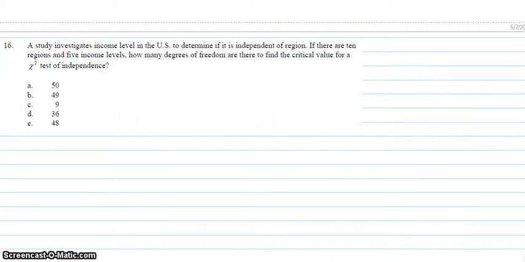Let's look at what is given to us so we can solve this problem. We know there are 10 regions. That would be our number of columns that we're going to use. And we know there are 5 income levels. That's going to be the number of rows we use. So I'm going to write that down. That way we know what is given to us.